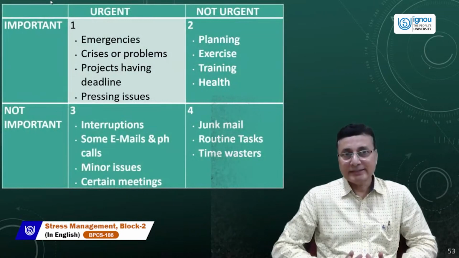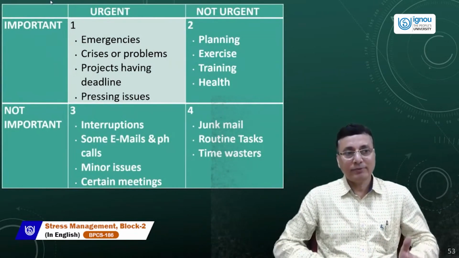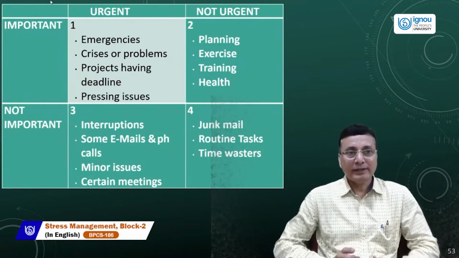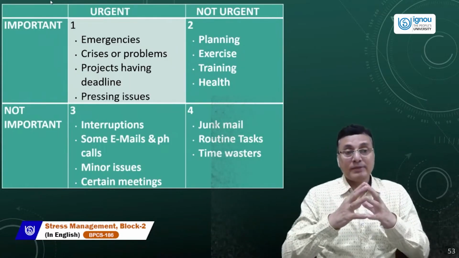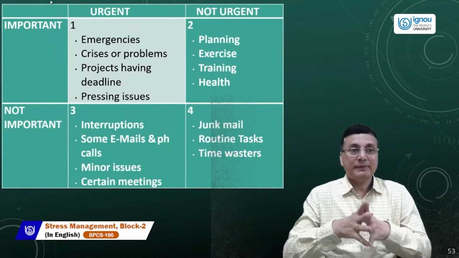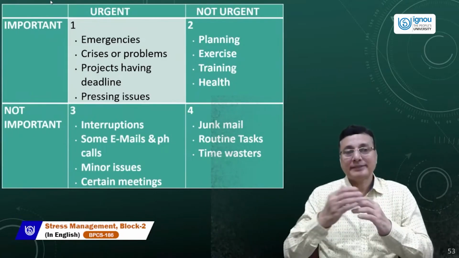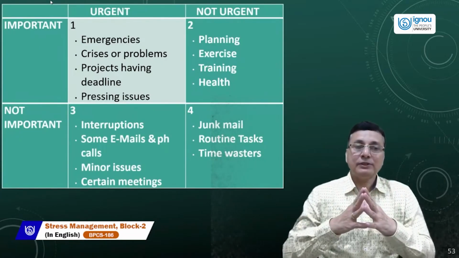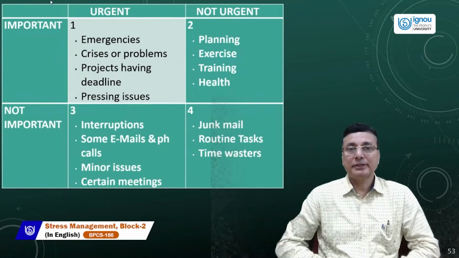So urgent and not urgent. In left side, important and not important. So box one is important as well as urgent. So these are the tasks you have to do, try to finish within time immediately, like certain emergencies, crisis or problems, project having deadline or assignments having deadline, or certain other pressing issues. So all these things should be done within time limit and as soon as possible.